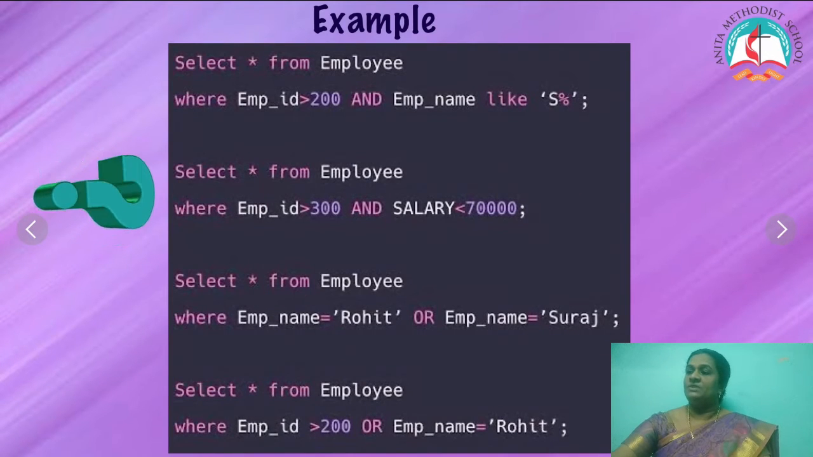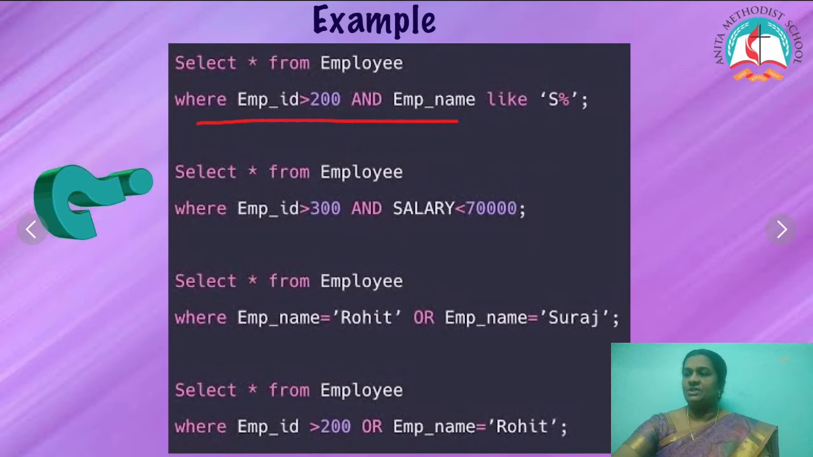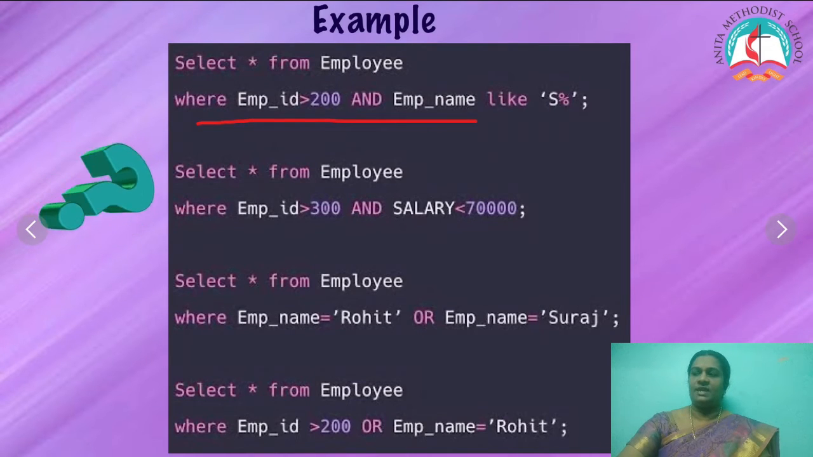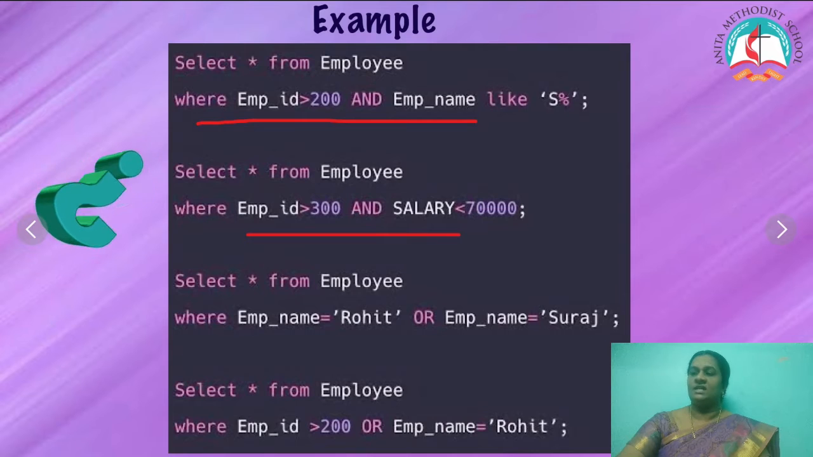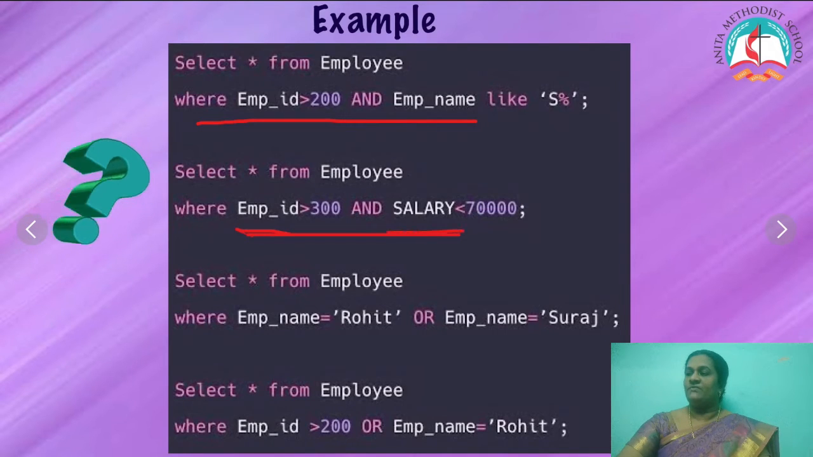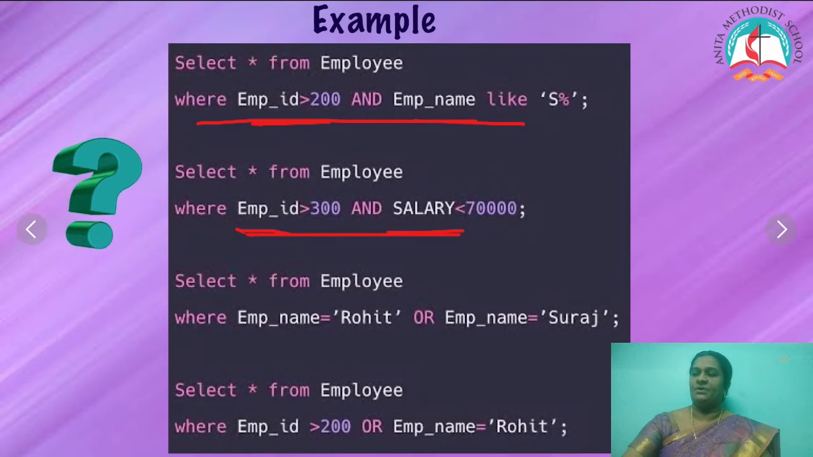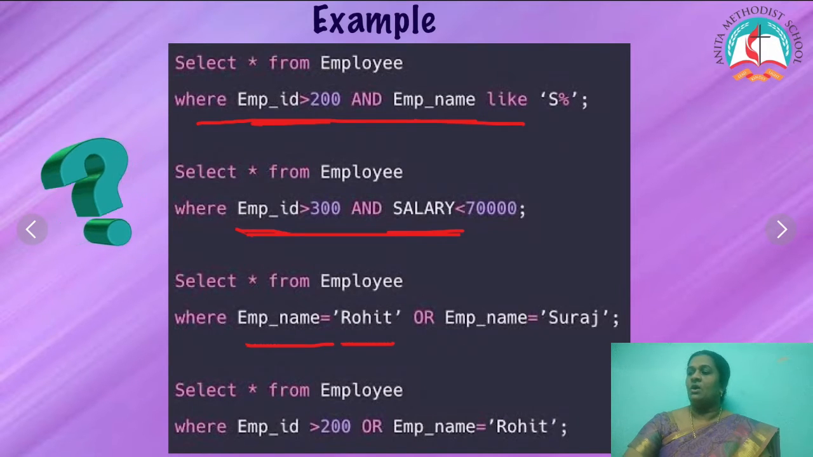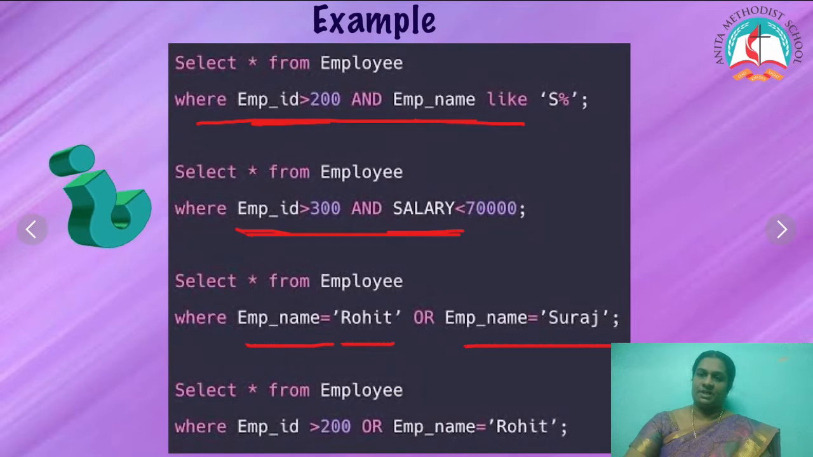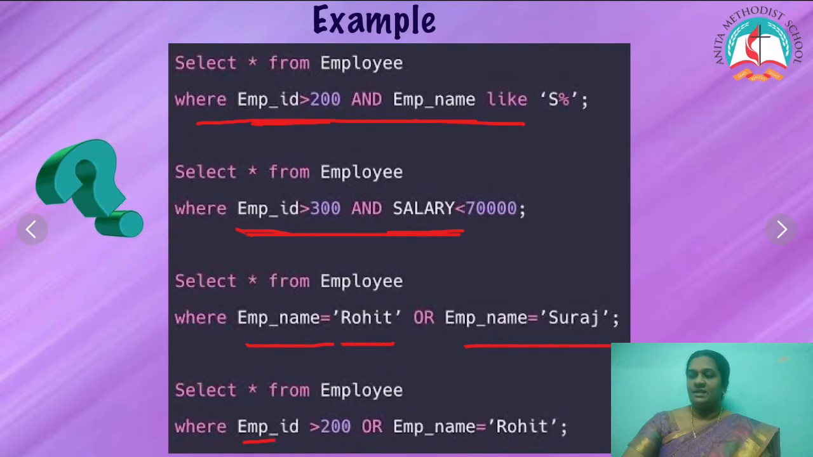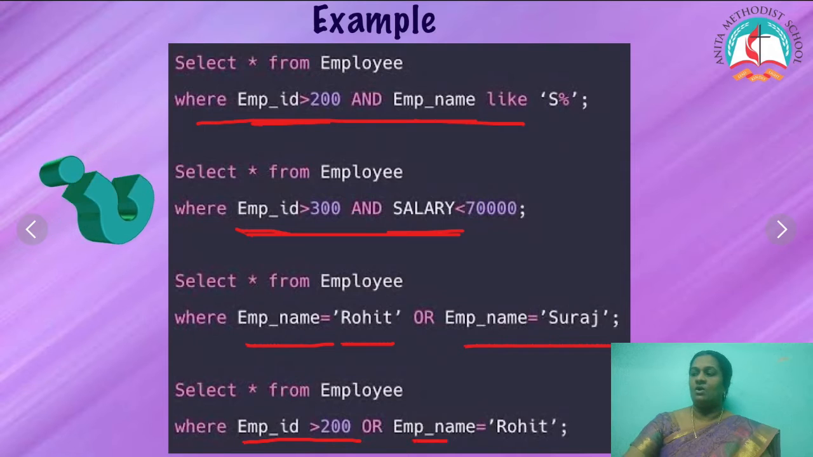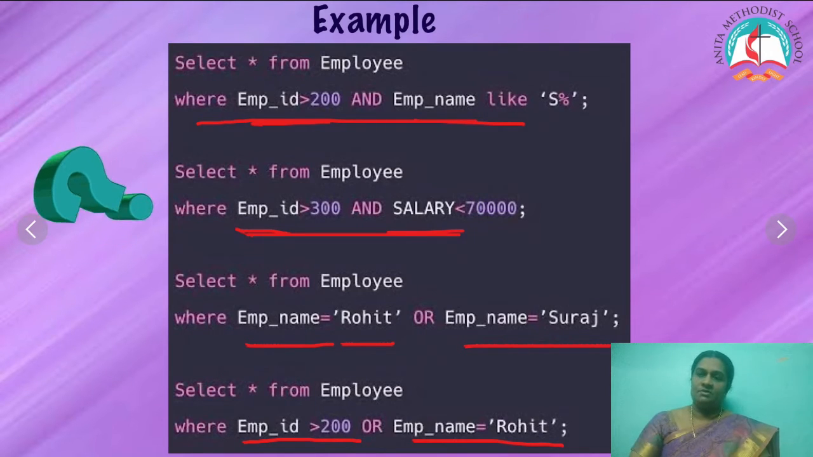See here, they are using a select asterisk from employee. So they are checking the AND condition here. Okay. And here also they are using the AND condition where it satisfies two different things. The salary and the employee ID and the employee name. Okay. See here, this is OR operator. Employee name is equal to Rohit or employee name is equal to Suraj. It will fetch the one condition. And here employee ID greater than 200 or employee name is Rohit. Okay. That is the use of OR operator and the AND operators. Okay. I think by this time you should have got it.